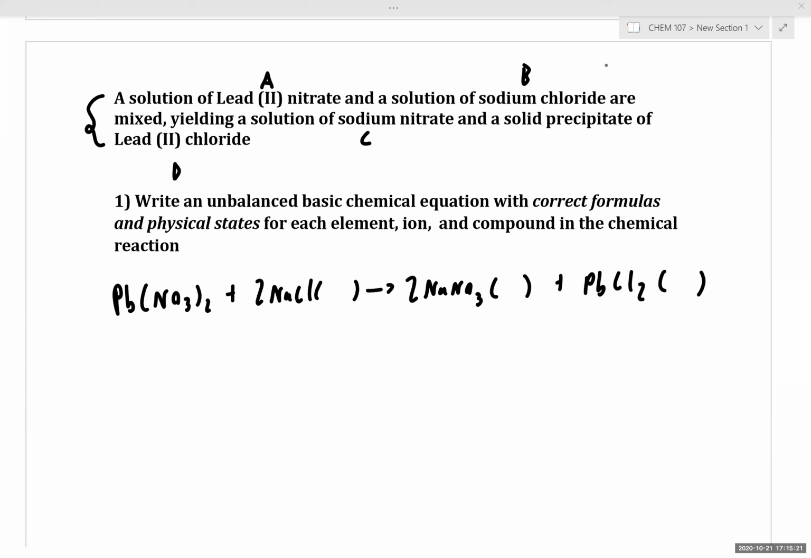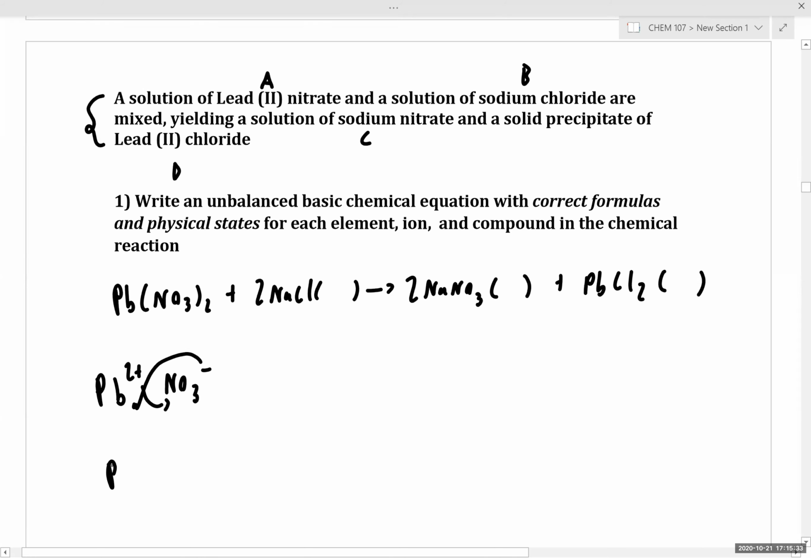Okay, so let's discuss. Let's first unpack the formulas. For lead nitrate, we have lead 2 plus, nitrate is NO3 minus. We cross our charges and that gives us Pb(NO3)2. We see the keyword solution. What does that tell us? What state do we put for a solution? Aqueous. Aqueous, exactly right.